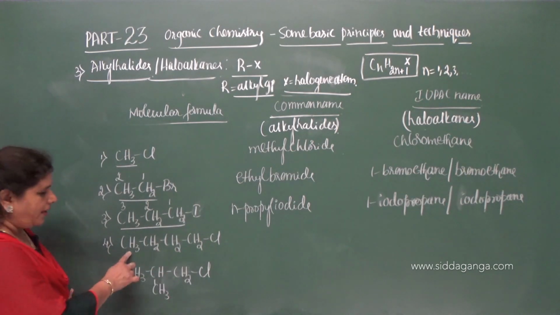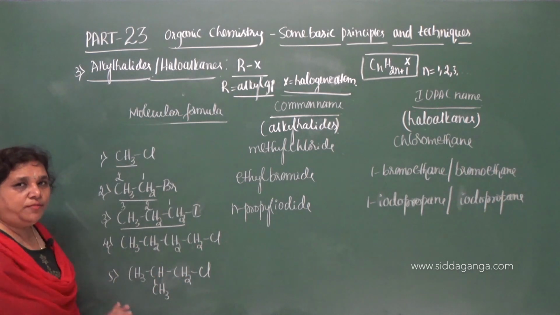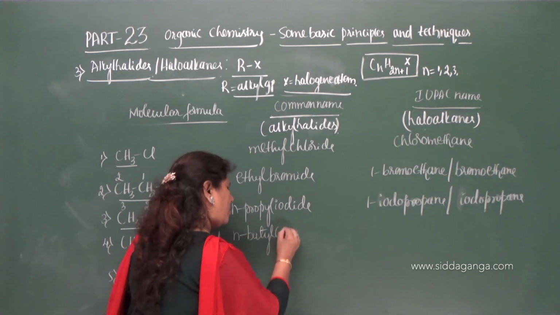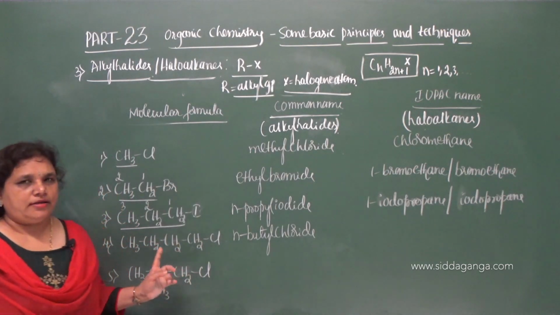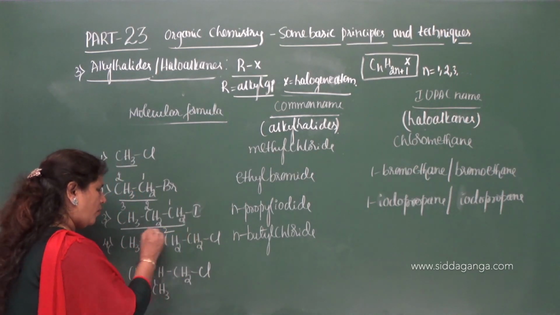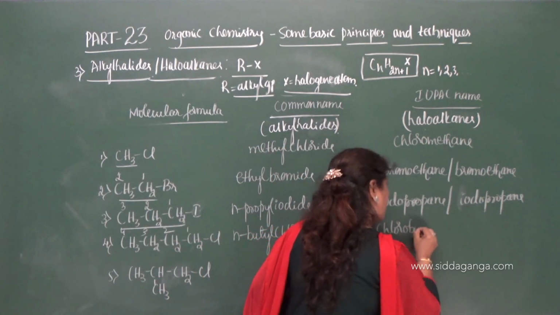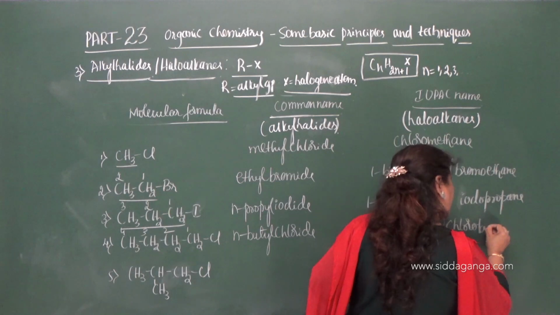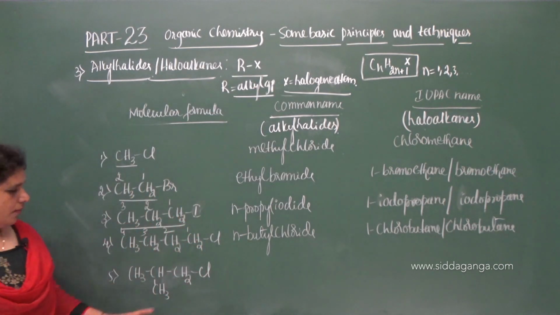Similarly, how many carbon atoms are there in an alkyl group? 4 carbon atoms, and it is a straight chain, therefore butyl. What butyl? n-butyl. So n-butyl chloride. Normal butyl, that is the name of the alkyl group, n-butyl chloride. And what is the IUPAC name? 1-chlorobutane or chlorobutane is the IUPAC name. Okay, now move on to this.